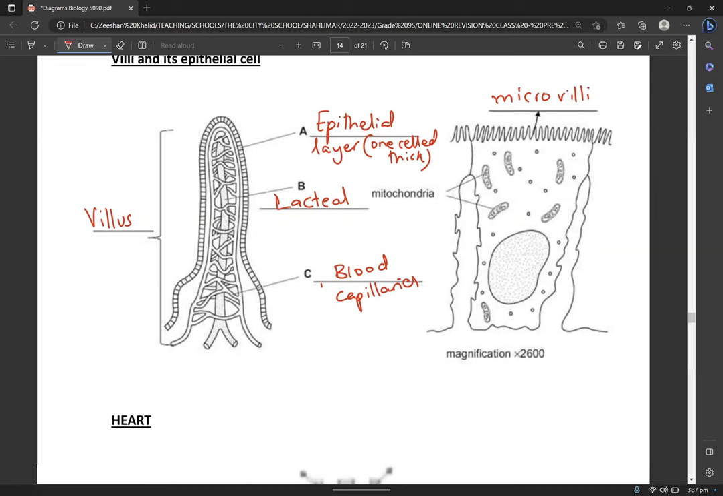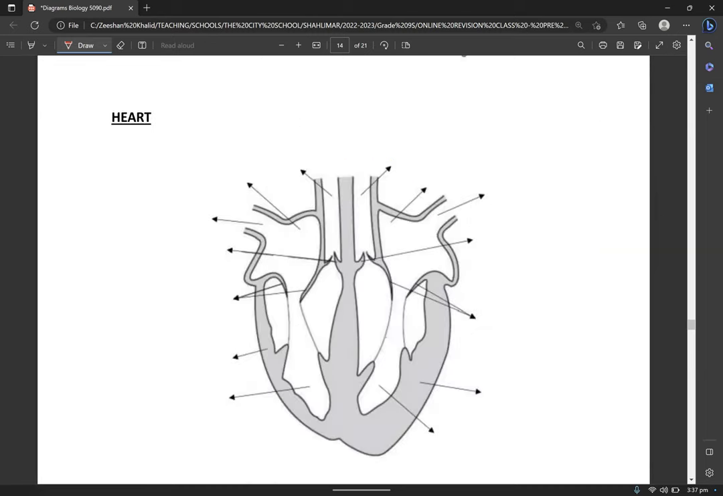Okay, then we have the structure of the heart. We have the structure of the heart with all of the blood vessels. So top right side se shuru karte hain, ye aorta hai jo oxygenated blood leke puri body ko jayegi. This is the left atrium.